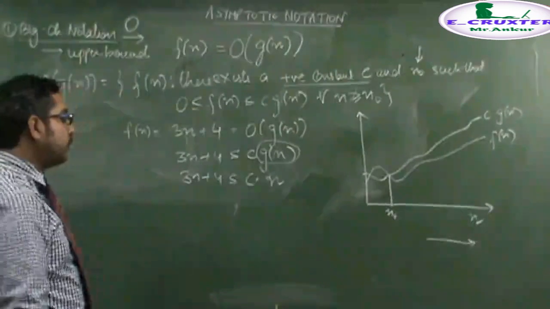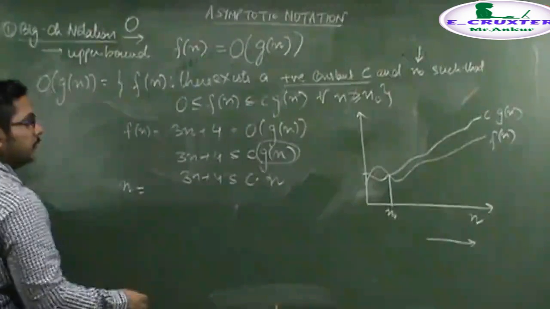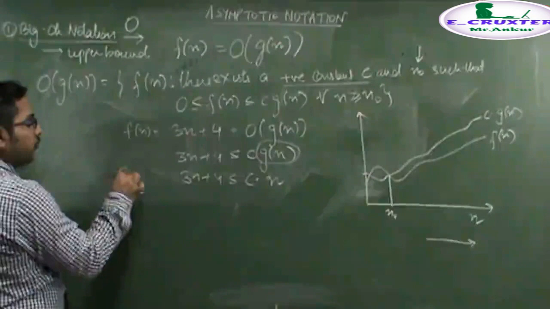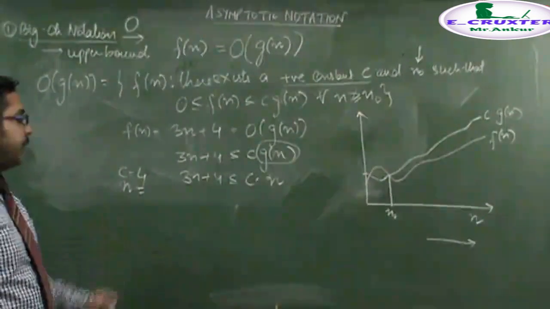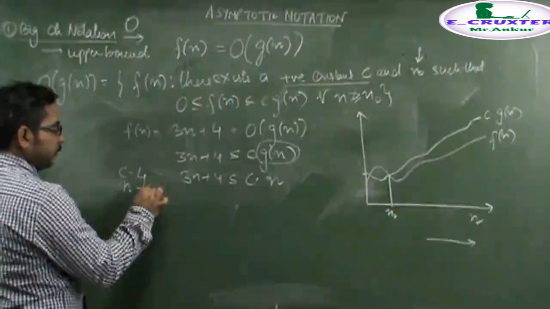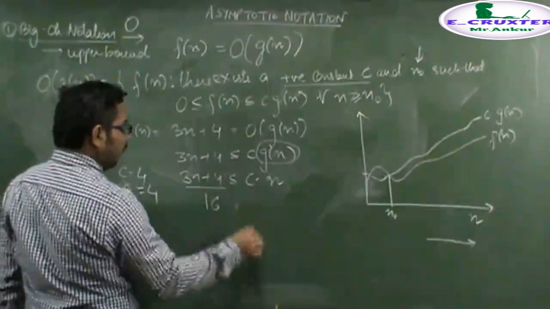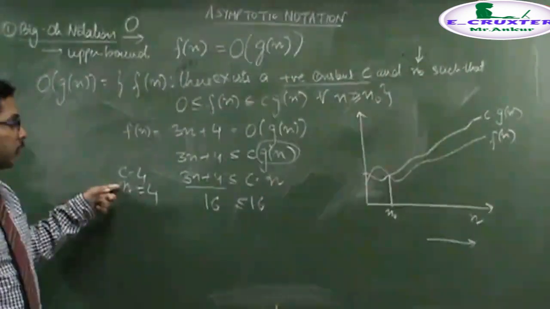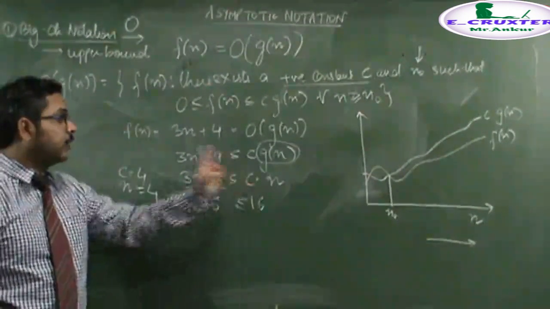You will notice that if I take the value of input n as, let's say, 3, and if I take the constant as 4, let's say for example, and the input, if I take it as 4, then you will notice that this value will be 16 and this value also will be 16. Then if I take input less than 4, for that value the f(n) function value will be greater than the g(n) function.